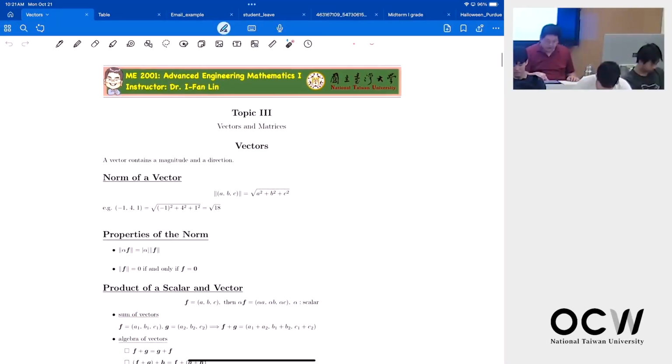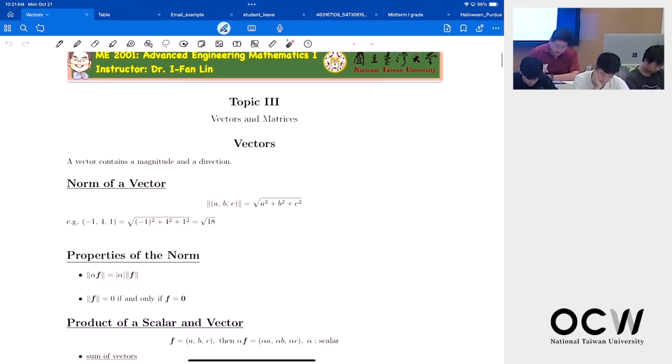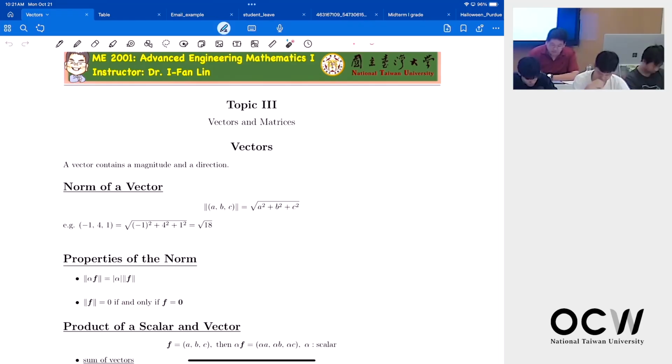Today we are going to talk about another topic. It's called vectors and matrices. It's linear algebra, okay? So we will also use the concepts of vectors and matrices to find the solution of your differential equation. So first, let's just quickly review what vectors are.